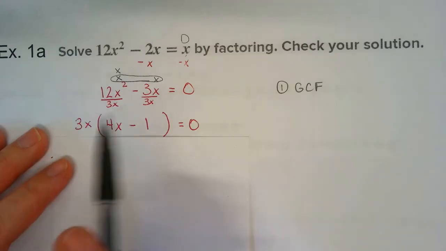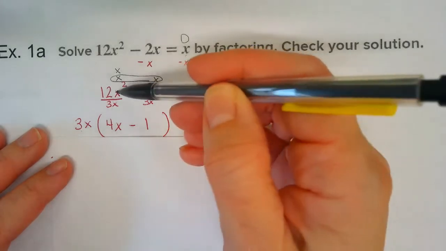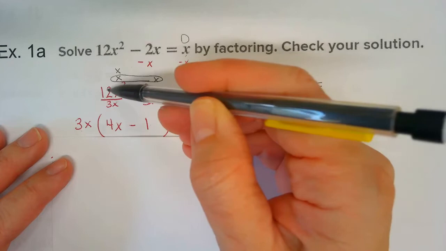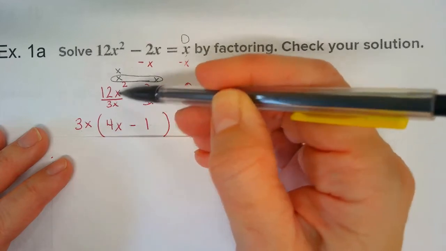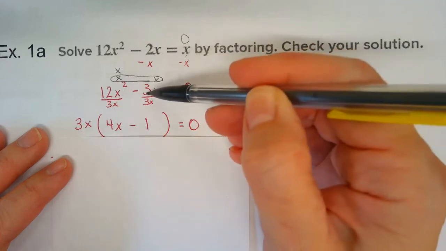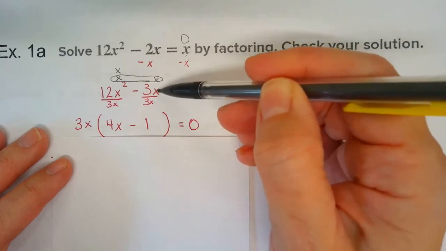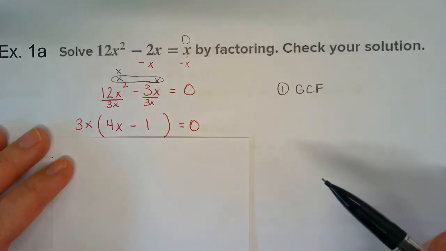So I'm going to put that greatest common factor outside, and I'm going to divide, just like we did before, by our greatest common factor and write my terms left over. So 12 divided by 3 is 4. I'm taking out 1x from 2 x's, so I'm left with 1x. Then I'm going to divide 3 by 3, which is 1. I take out 1x from 1x, so I'm left with no x's.